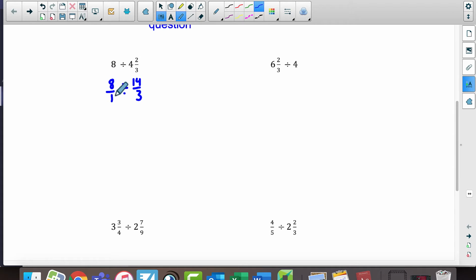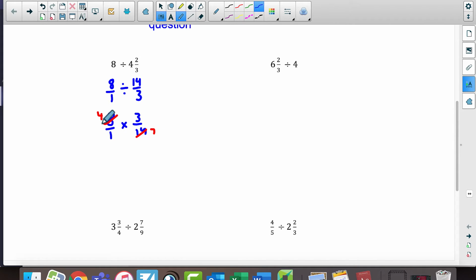How do we do that? We keep the first fraction the same, 8 over 1, just like last day. Change the division to multiplication, just like last day, and flip the second fraction. It will now become 3 over 14. Denominator becomes numerator, numerator becomes denominator. Now that it's a multiplying question, you're allowed to ninja slice. So I see the 8 and the 14 can both be divided by 2. 8 by 2 is 4, and 14 by 2 is 7.